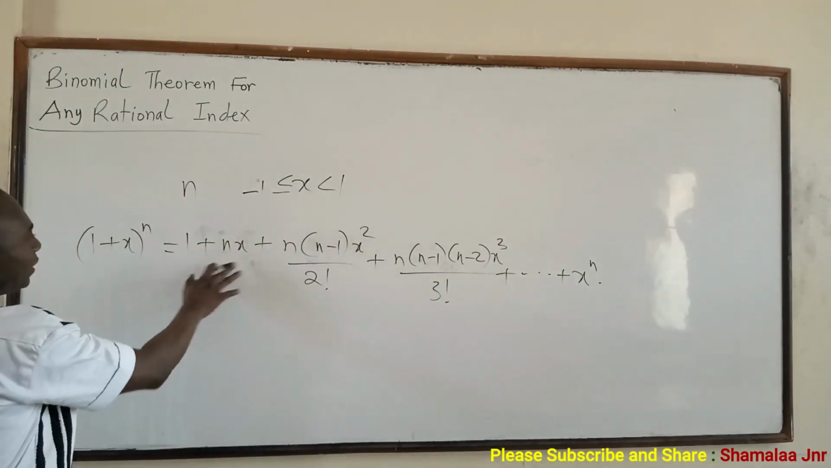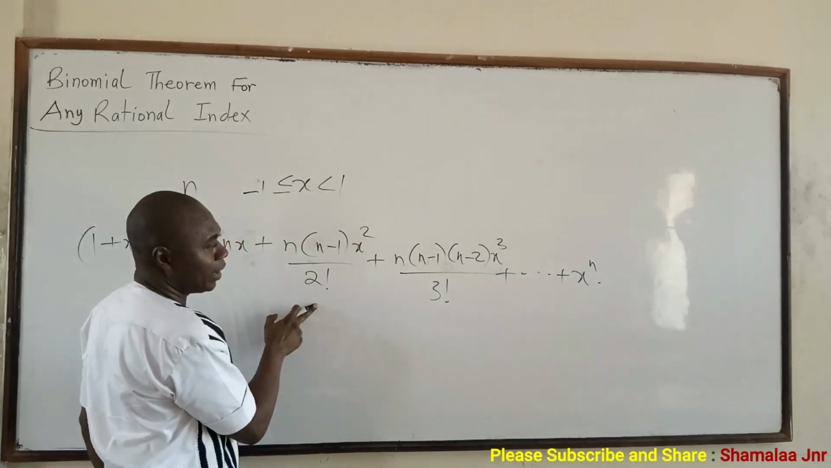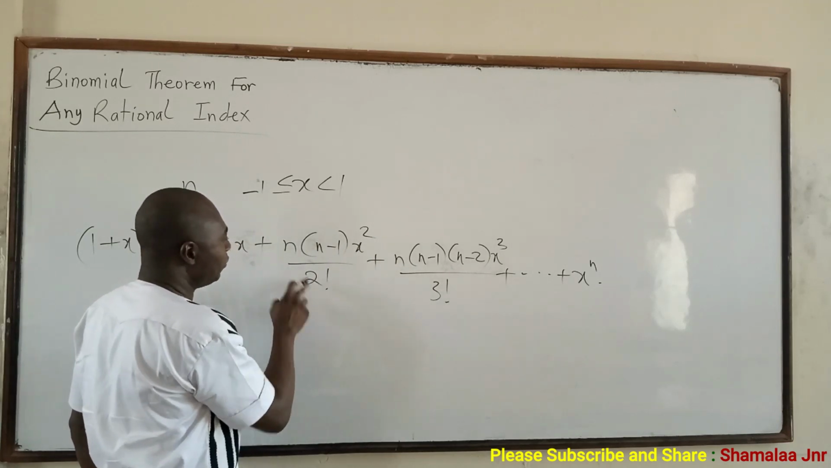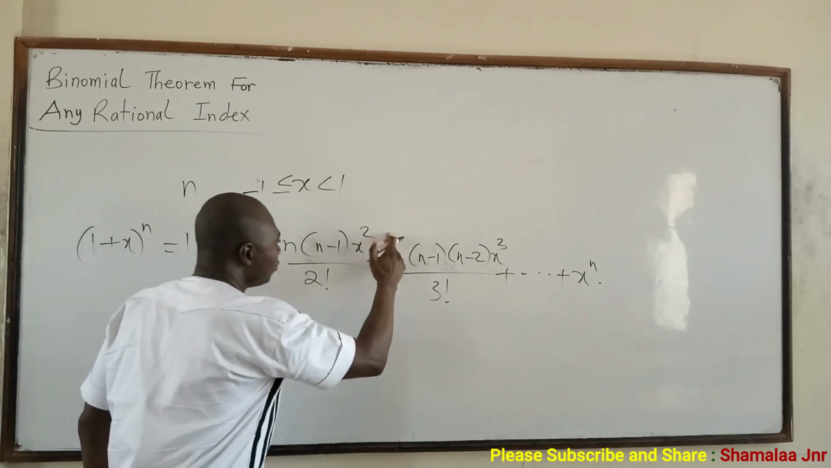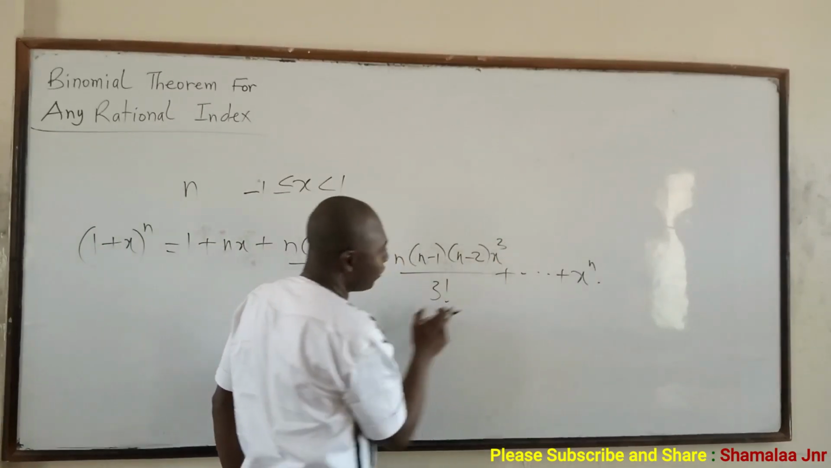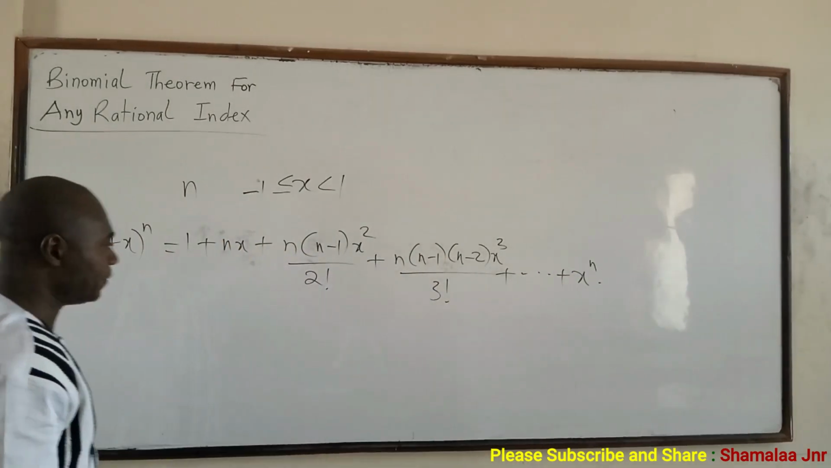Yes, 1 plus nx, then n(n - 1)x² over 2 factorial. So if this is 2, then this one will be 2. Isn't it? And if you write this and that, then it goes with x². 1, 2, 3. Then you go with x³ over 3 factorial and so on. And you'll get to x raised to the power n.